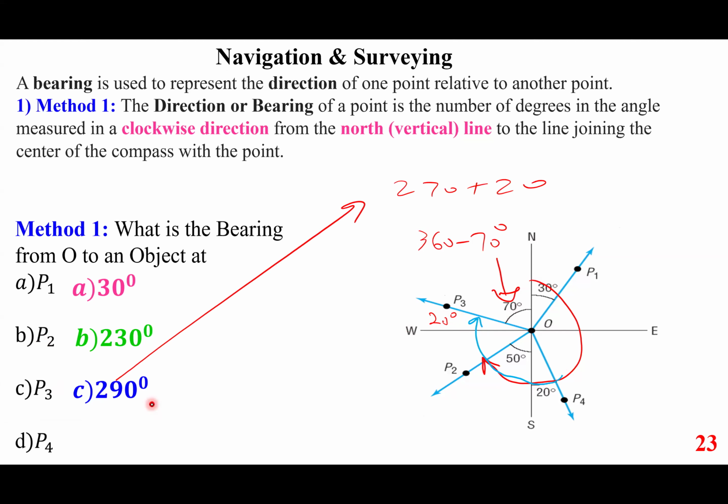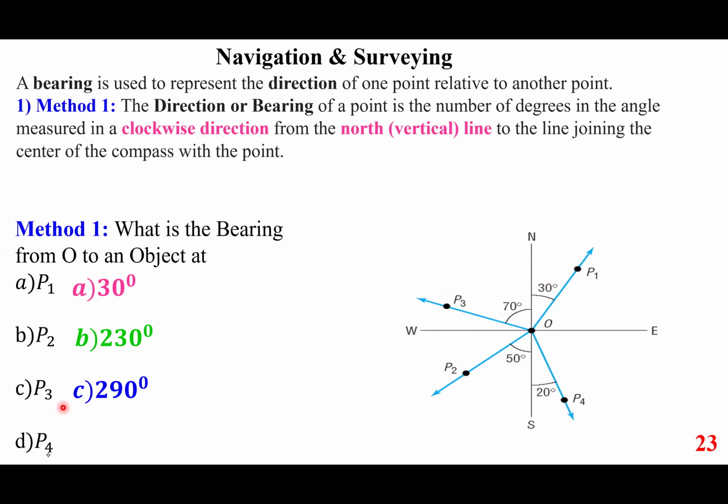What about P4? Let me erase my work. P4. If this is 20, subtract it from 180. That's the fastest and easiest way. 20 degrees, subtract it from 180, you get 160. And we're done. That's the first method.